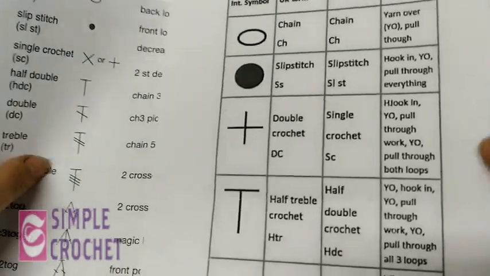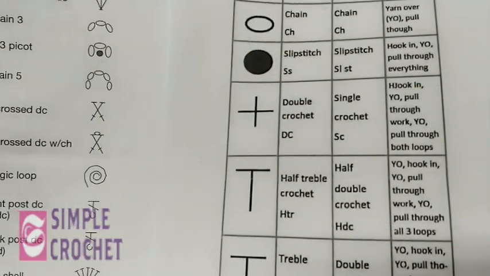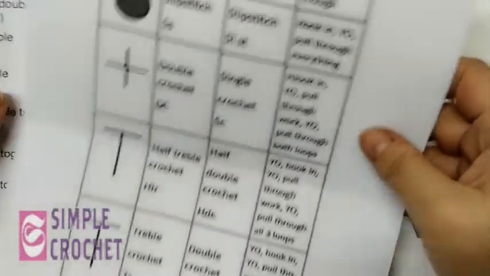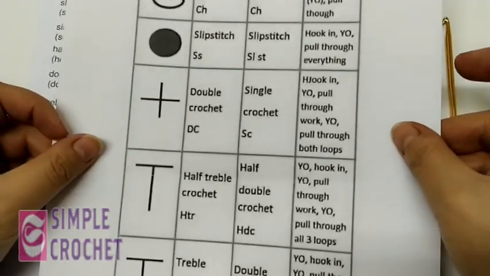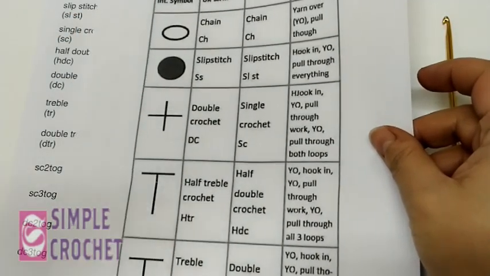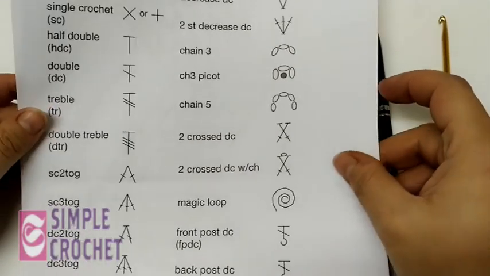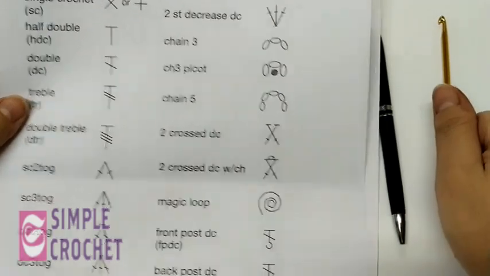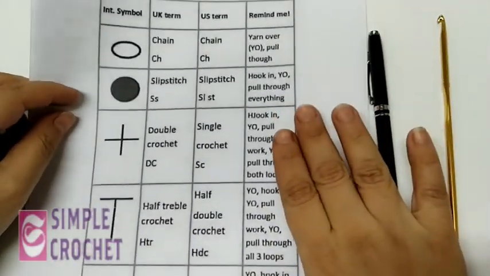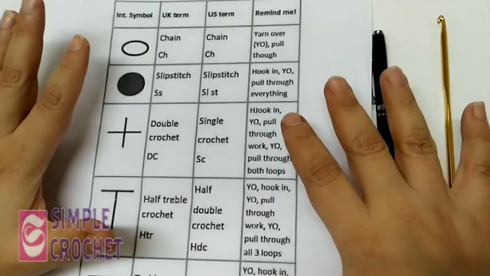I have these two papers which show some different shapes. I'm going to show you these basic shapes in this video, and in the next videos hopefully I'm going to explain what these shapes mean. So I'm going to leave this paper in a link below for you to print it.